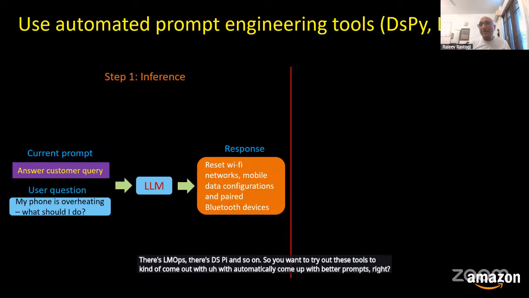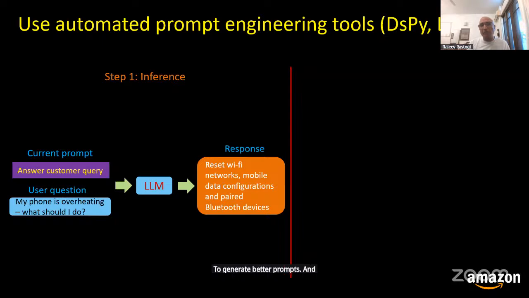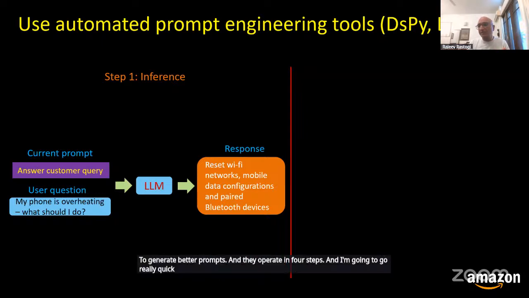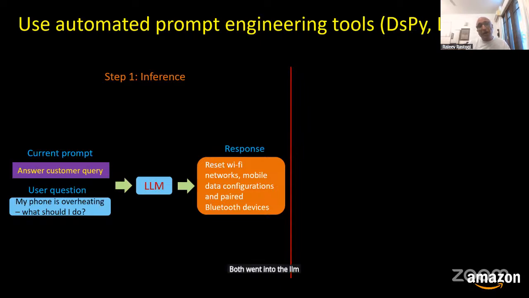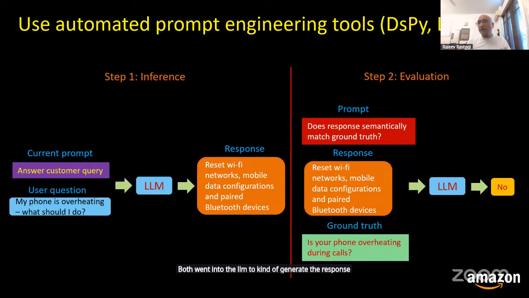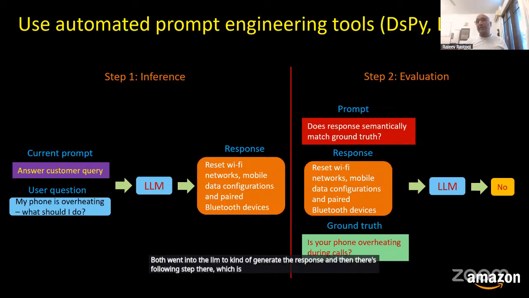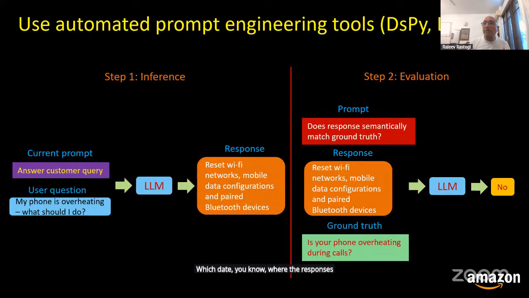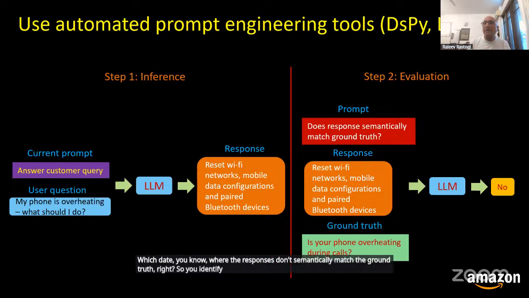And these tools, in fact, use LLMs to generate better prompts, and they operate in four steps. And I'm going to go really quick. The first step is inference, where the current prompt and the user question are both fed into the LLM to generate the response. And then there's a following step, which is an auto evaluation step, where you use LLMs to find out which responses are incorrect, where the responses don't semantically match the ground truth, right?